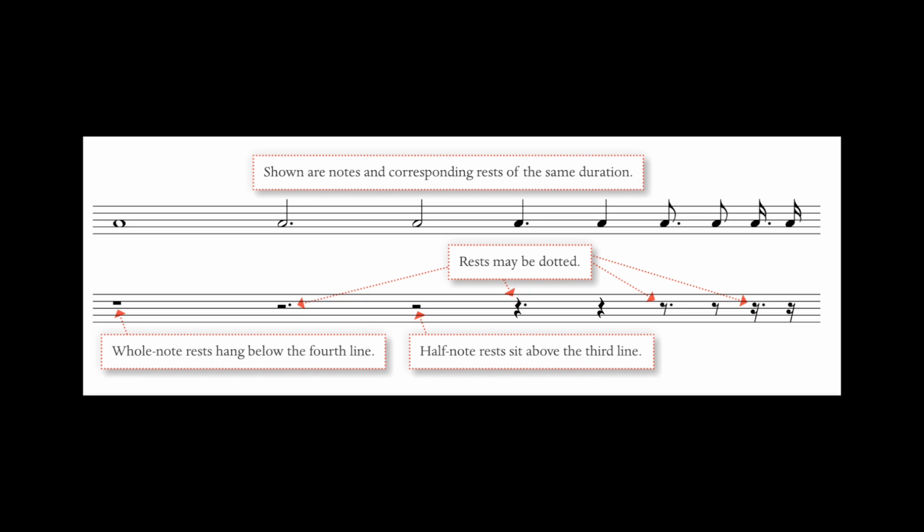In this example from page 10, on the top line, you see all the common note values that we'll talk about: a whole note or 4 beats, a dotted half note or 3 beats, a half note is 2 beats, then we see a dotted quarter note, a quarter note, a dotted eighth note, an eighth note, a dotted 16th, and finally a 16th note, which is 1/4 of a beat.